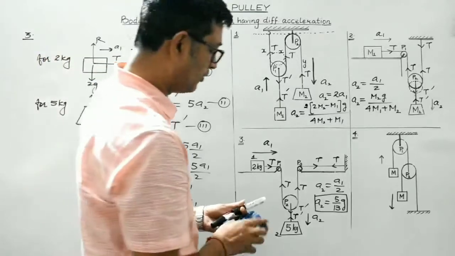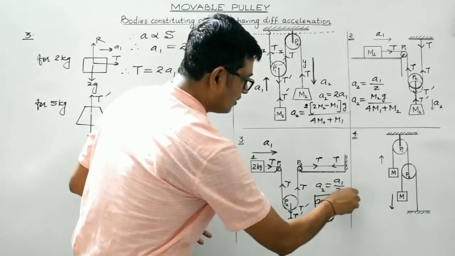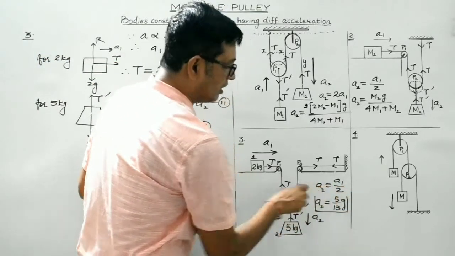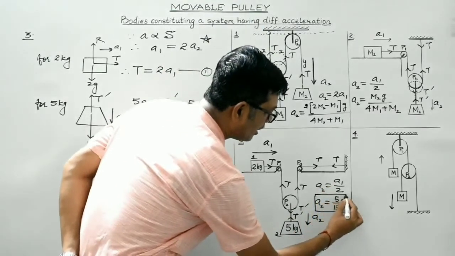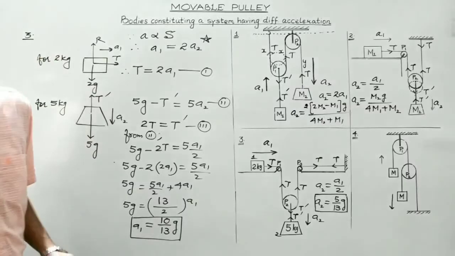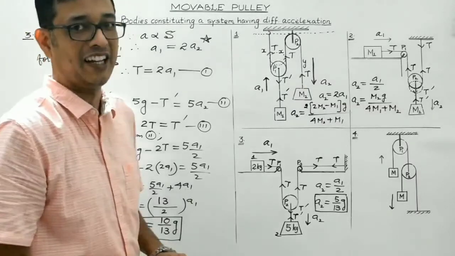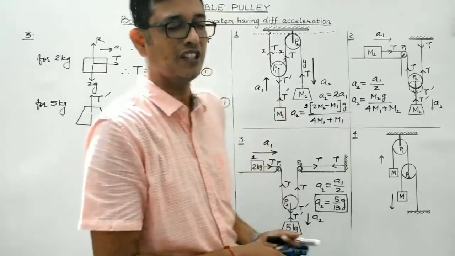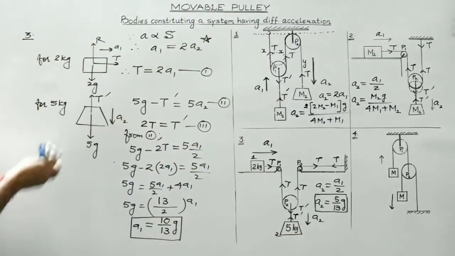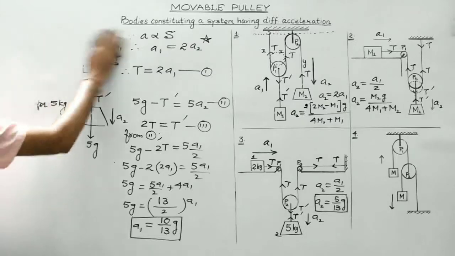Clear, friends? I hope you have understood this question. All the 3 questions are based on the same concept. First, you need to determine the relationship between A1 and A2 and then proceed accordingly using the free body diagram. Right? Okay, let's attempt the last question then. Again, it's a very, very interesting one. Let's try to attempt the 4th question then.